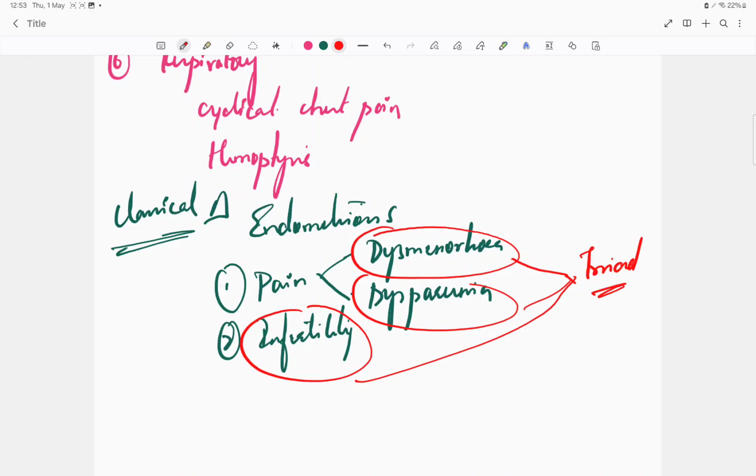Next, now, causes of the pain. Why the pain occurs in the case of endometriosis, that you have to see. This is an important topic they have asked in your university exam. So the first thing is the causes of pain. Why I'm telling about the pain so much is, even in clinical practice, you should know what is the cause of pain in the case of endometriosis. If you know, you can give the treatment accordingly.